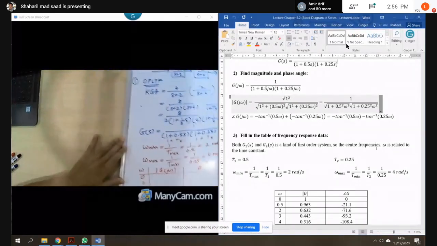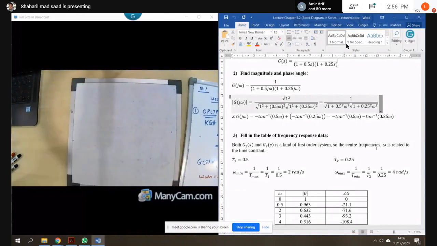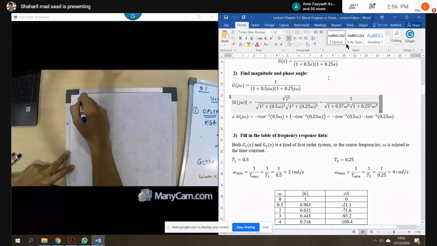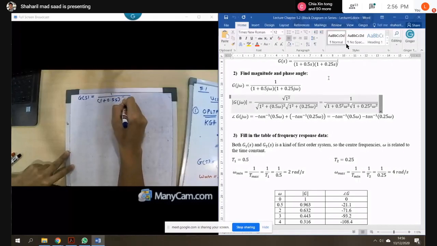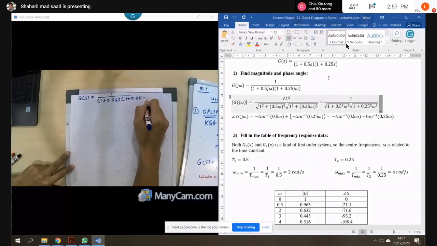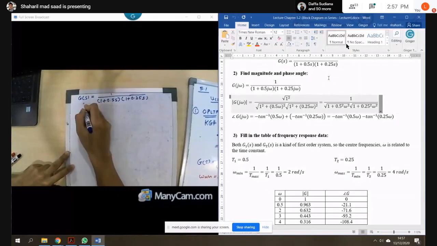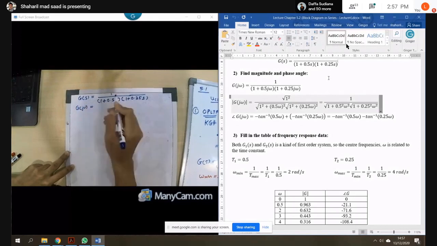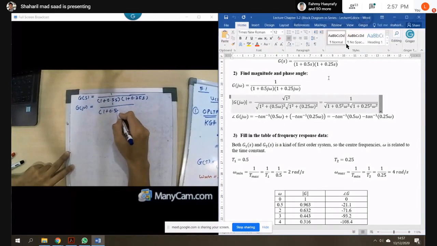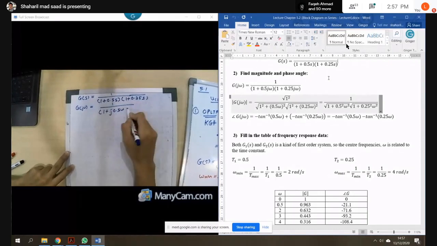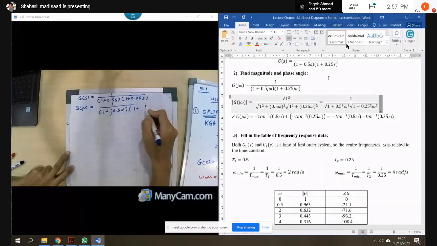No? Okay. This will be an interesting part. All right. Now you got it. G(s) is equal to 1 over (1 plus 0.5s)(1 plus 0.25s). Okay. Then we put s equal to jω: G(jω) equals 1 over (1 plus j0.5ω)(1 plus j0.25ω).